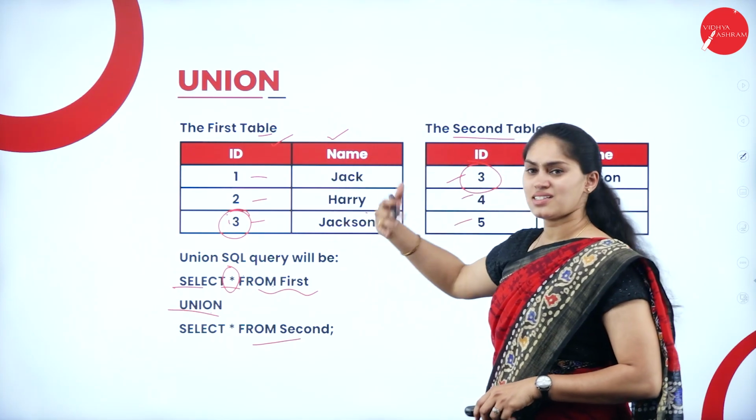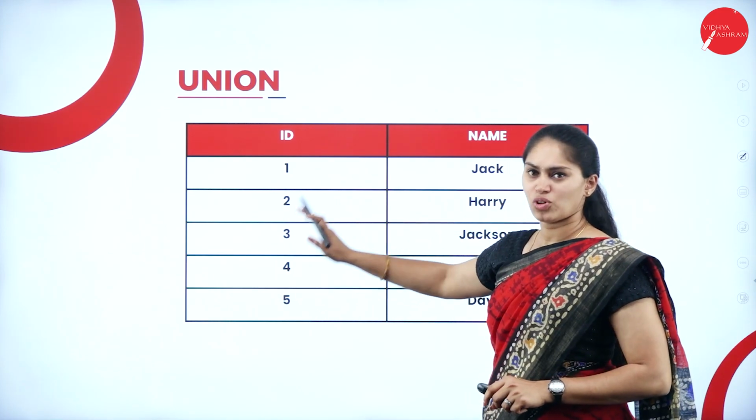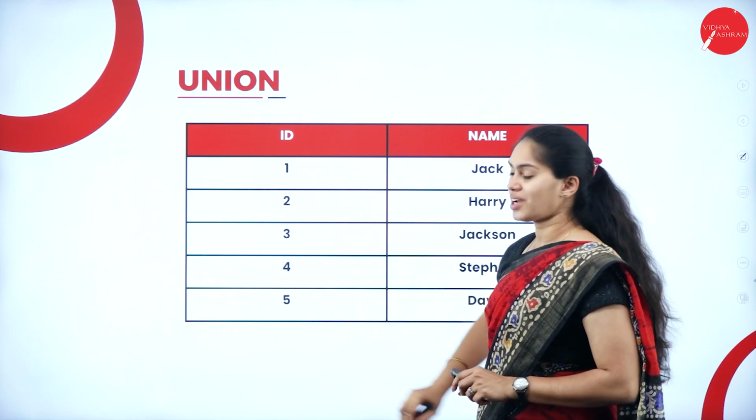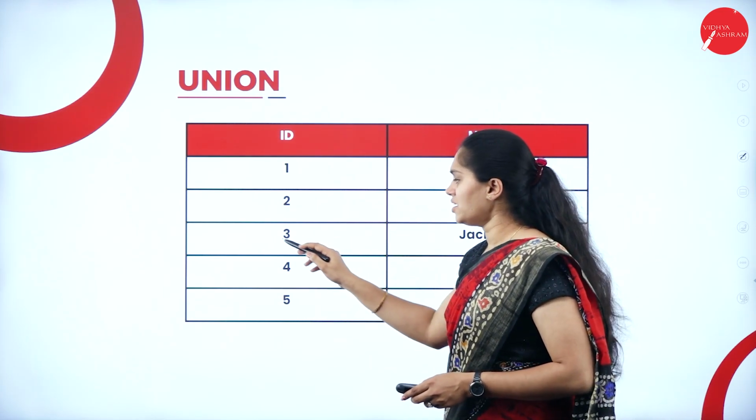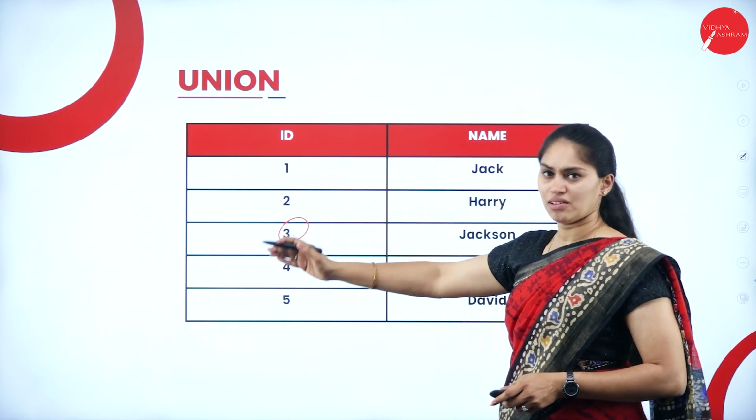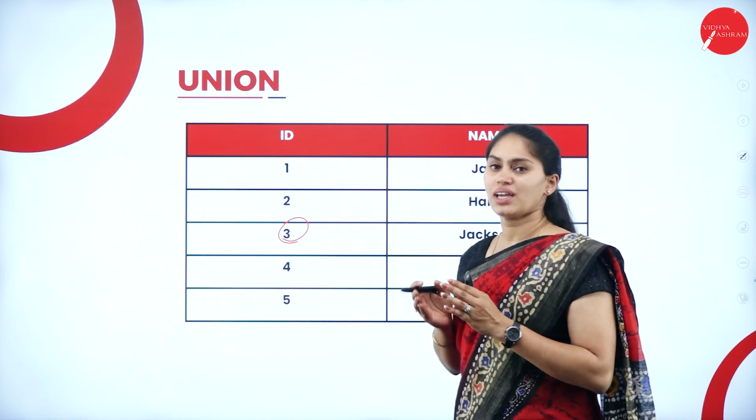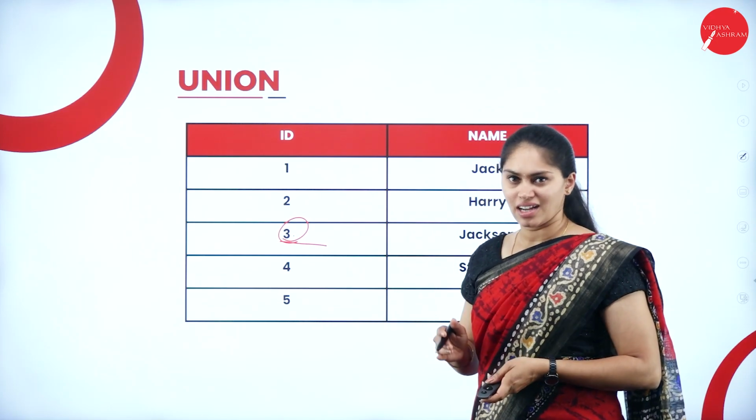So how will the result look? You can see that if I combine both table 1 and table 2, that is first and second, it will look like this. If you observe the previous table, there we have the ID as 3, which is in the first table as well as in the second table. But when we perform a union operation, it will eliminate the duplicate data.